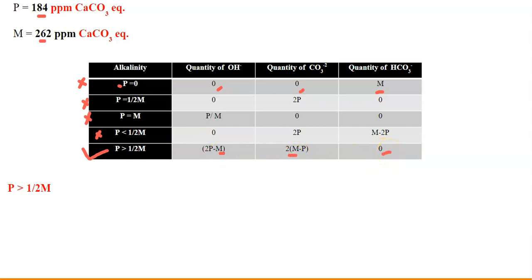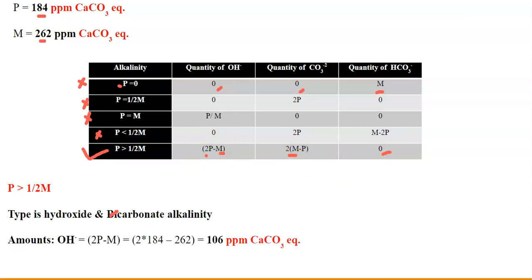So bicarbonate is absent. So type of alkalinity would be hydroxide and bicarbonate. Sorry, here it should be hydroxide and carbonate alkalinity, not bicarbonate alkalinity. Here it would be hydroxide and carbonate alkalinity because bicarbonate is absent. So we have to calculate the amount of hydroxide and carbonate alkalinity. So amount of hydroxide alkalinity would be, we have to calculate.